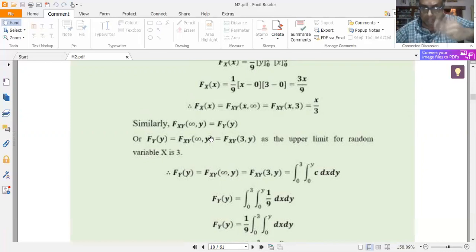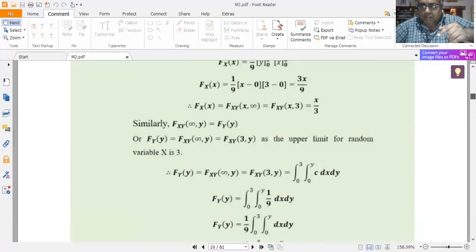This is what I am going to do, as we did for the previous case. So I can write capital Fy of y, which is the marginal CDF for random variable y, is equal to Fxy of infinity comma y. Here y would remain as it is. In Fxy of infinity comma y, I am going to replace infinity by the upper limit of random variable x as per the given problem. But this y would remain as it is.